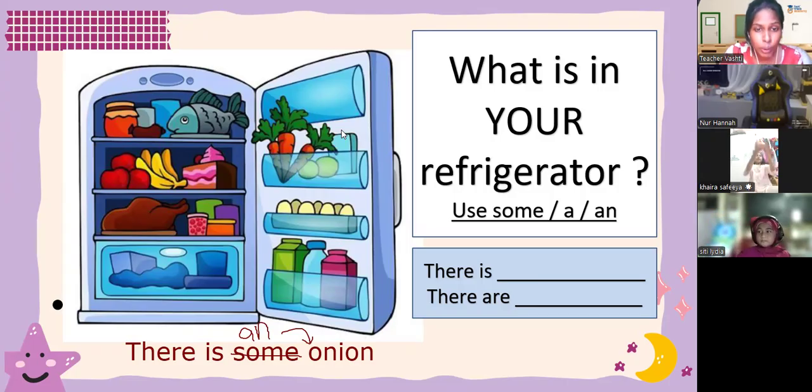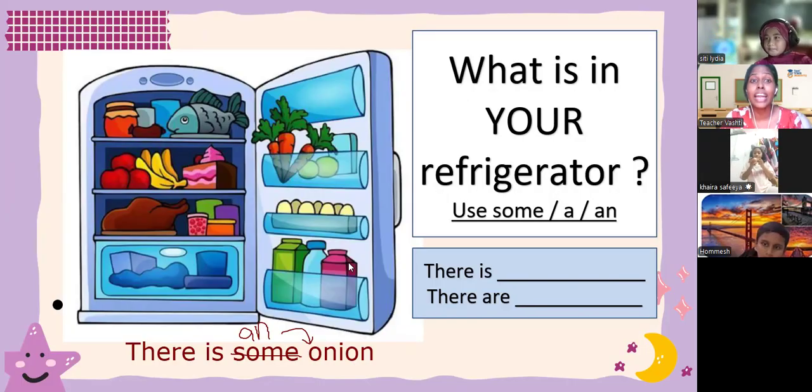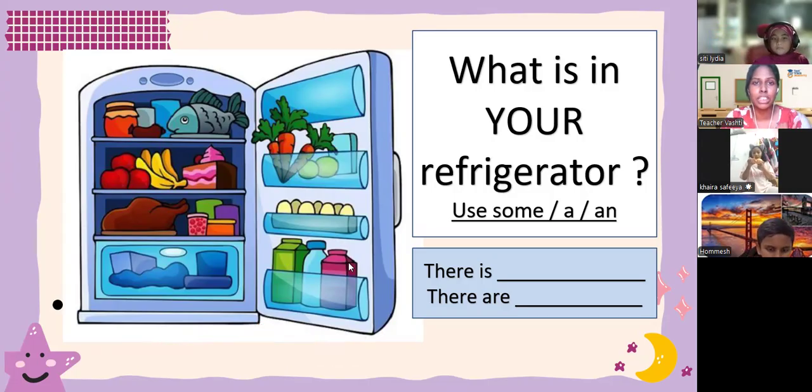Very good. What is it? Who is that? I can't see the name. Siti Lydia. Yes. There is some milk. Very good. Uncountable noun. There is some milk. Good job. Next one. Siapa lagi?